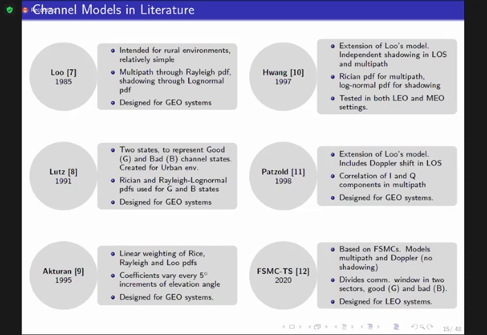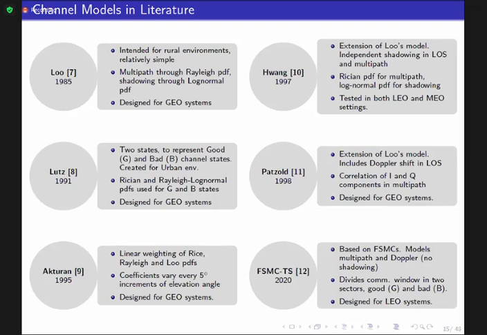You have buildings, you have cars, you have all sorts of things. So in the good state, you have a Rician distribution, which represents line of sight and not so hard shadowing, while in the bad state, you have a Rayleigh log-normal distribution, which of course reflects the absence of a line of sight component, as well as heavier shadowing. However, this was also designed for GEO systems.